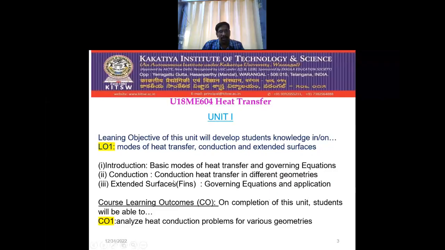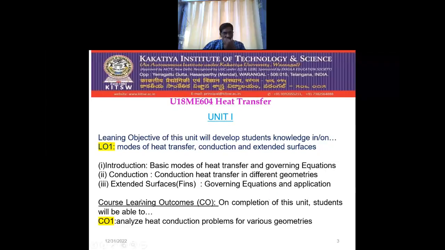Now let us see what the contents of this course are, and what the learning objective and course outcome are. The learning objective of this course is to study the modes of heat transfer, conduction, and extended surfaces. So this unit will help you get knowledge on modes of heat transfer, conduction, and extended surfaces. Once you complete it, you will be able to analyze heat transfer conduction problems for various geometries.